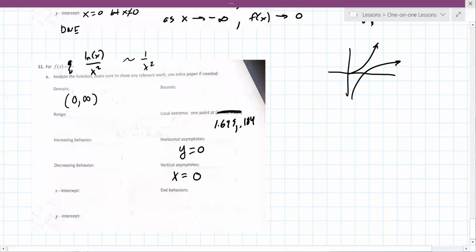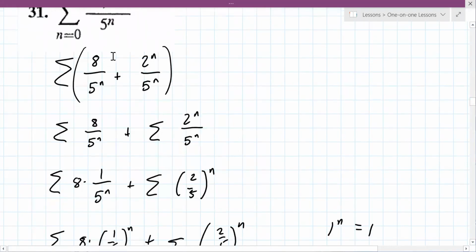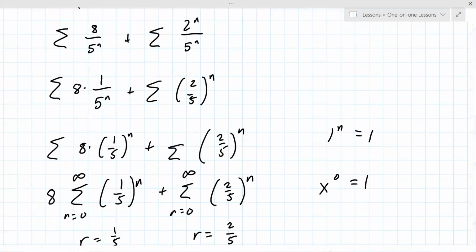Because the bottom one grows faster. Yeah, it's like, so what if 1 over, go ahead, the top one grew faster? What would it be?